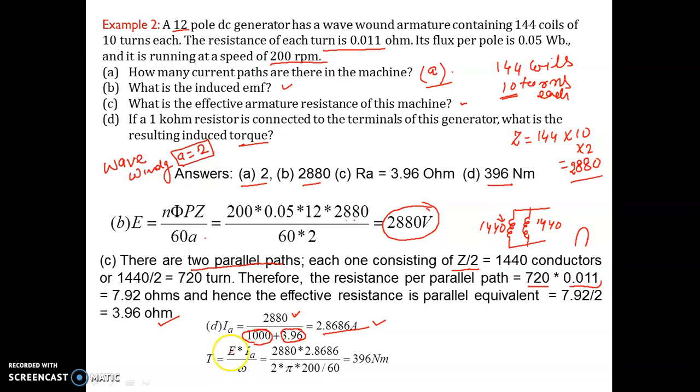Now the torque relation, which we already derived: torque equals E multiplied by Ia divided by omega. So Ea is 2880 multiplied by Ia 2.8686, divided by omega. Omega is n multiplied by 2 pi by 60, where n is 200, so 200 multiplied by 2 pi divided by 60. This will give you this much. So this machine will develop this much electrical torque.